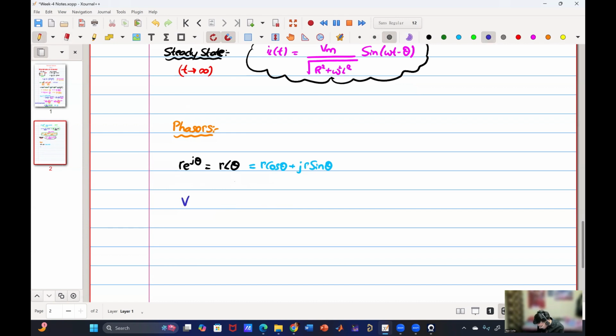So Vm cos theta is there. We'll consider this as Vm angle 0 degrees. So cos theta corresponds to 0 degrees, right? Now let us say what is my Vm sin theta. So Vm sin theta. So cos of theta minus 90 is what? Cos of theta minus 90.